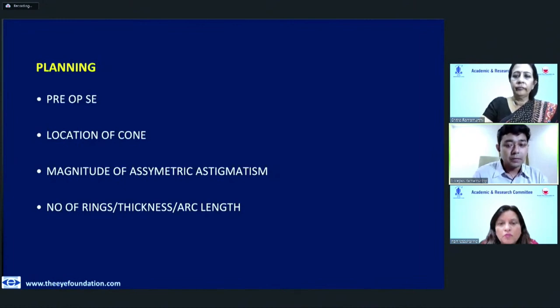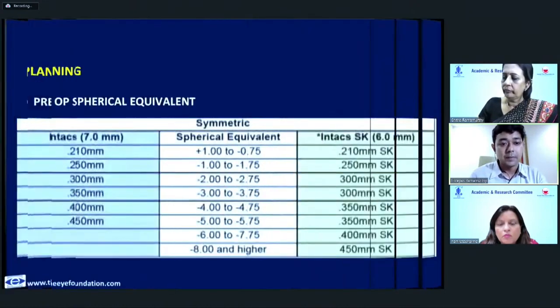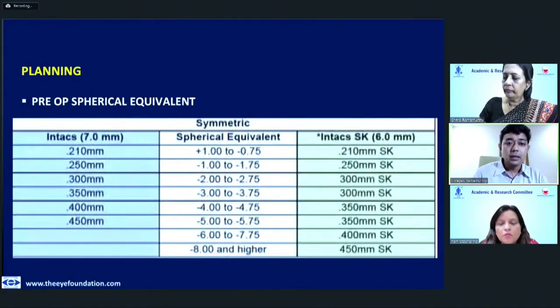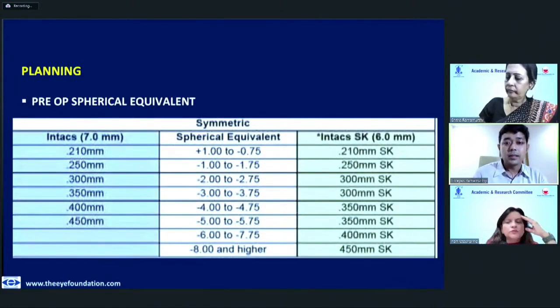So preoperative spherical equivalent, location of the cone, and the amount of asymmetric astigmatism is what is going to decide the number of rings that we use, the thickness of the rings, and the arc length of the rings as well. So essentially, when we say preoperative spherical equivalent, this is going to decide the thickness of the ring.